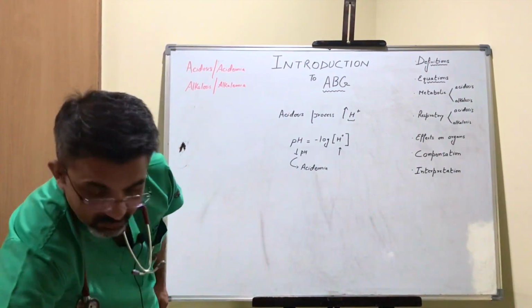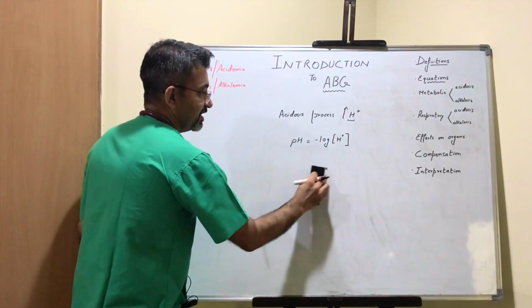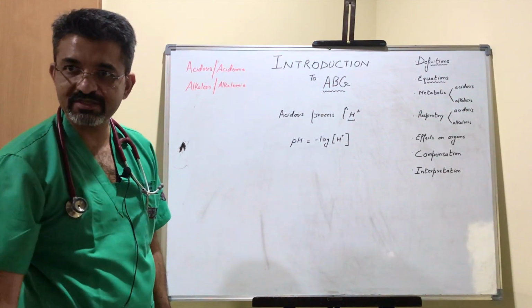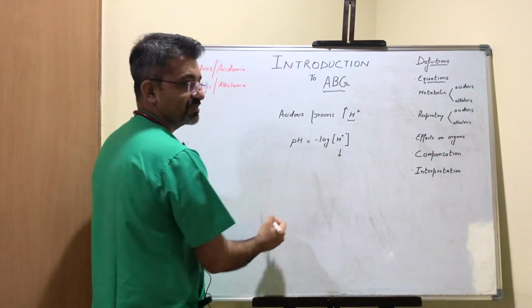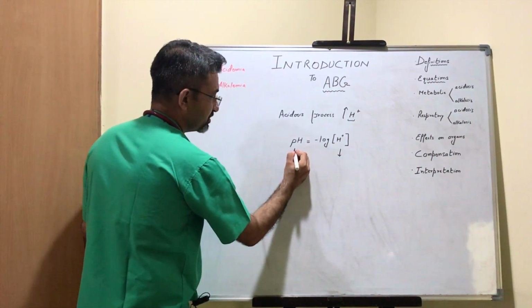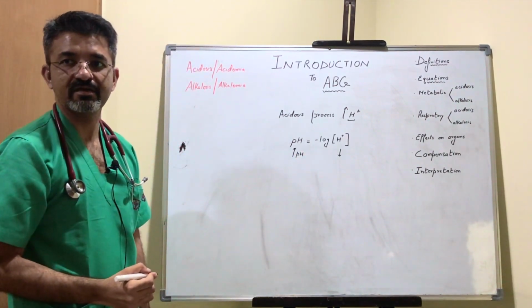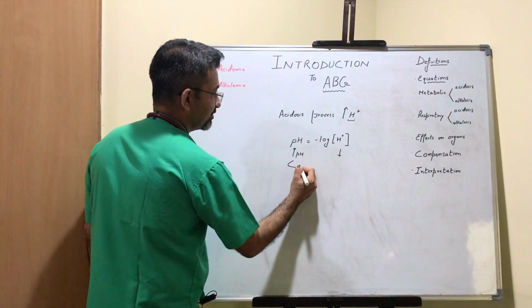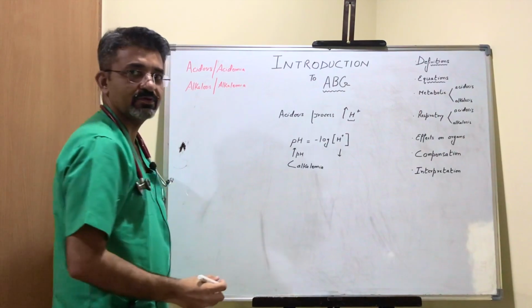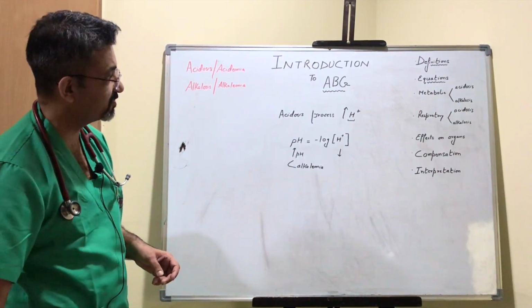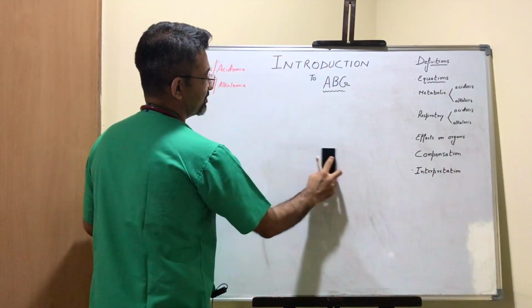Similarly, the decrease in H ions is known as alkalosis. Any process which decreases your H ion concentration is alkalosis. So the resultant feature will be an increase in pH. Increase in pH is known as alkalemia. So please always remember this fundamental difference between acidosis, acidemia, alkalosis and alkalemia.